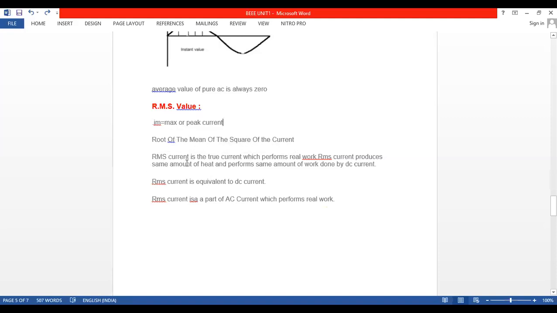So what is RMS current? We are having AC current and DC current. AC current is a combination of, all of you remember, AC current is a combination. Draw the AC current means you will draw the positive half and negative half. So AC current is a combination of how many currents? Instantaneous current, maximum current, RMS current, average current, peak current. Okay. Now, RMS current is the true current, the real current which performs the real work.